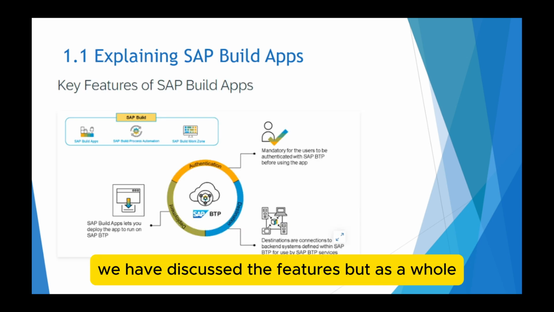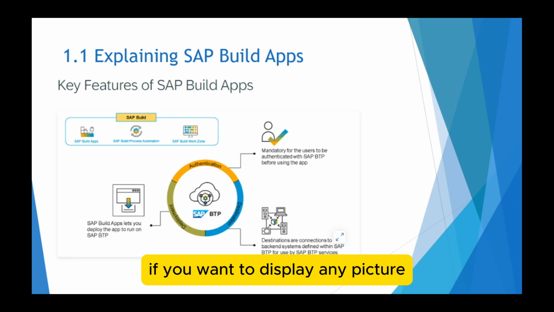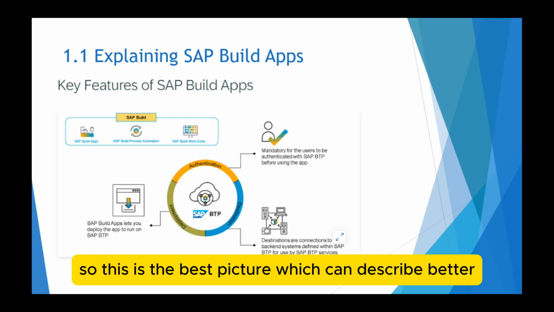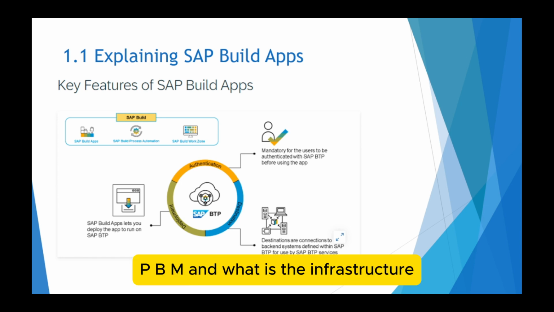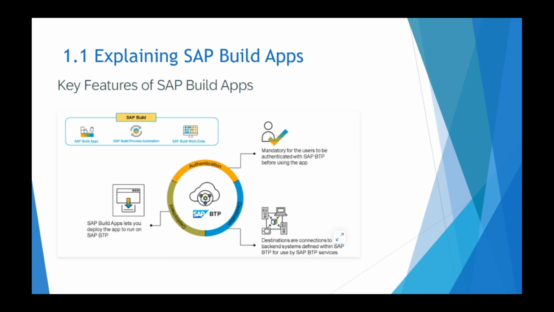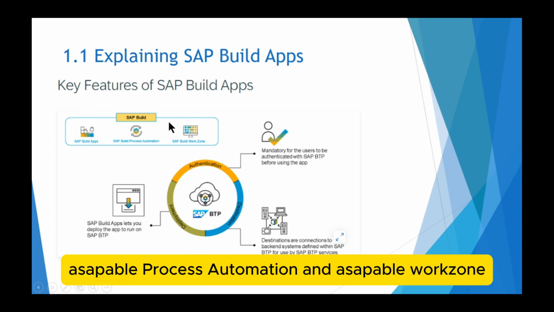We have discussed the features, but as a whole, if we want to display a bird's-eye view of SAP Build Apps, this is the best picture to describe it: what the infrastructure is, what the components are, and what the characters involved in building an application in SAP Build are. At the top of the list is SAP Build, which has three main components or features: SAP Build Apps, SAP Build Process Automation and SAP Build Work Zone.